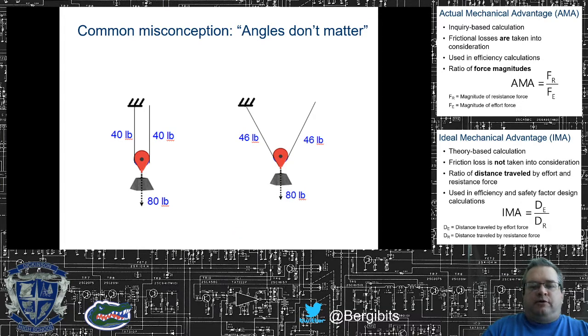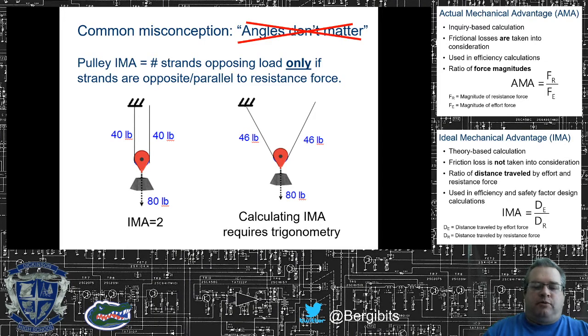All right, angles don't matter. That's a misconception. Angles do matter. We're going to get into the illustration on the right later on in this school year. This is going to deal with determining the angles of the left and right here, and that's going to be for another unit. We're just dealing with parallel and perpendicular resistance forces, and in this case we're just going to look at this pulley over here. It just has 2 strands, and so the IMA is 2.